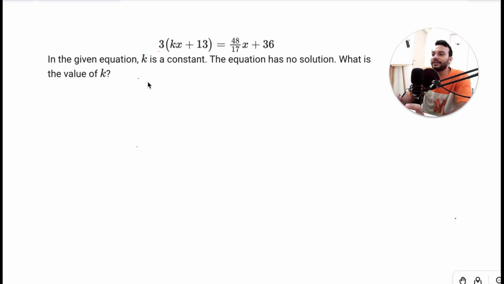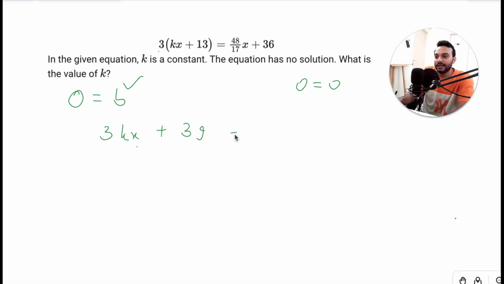Remember what we did in the medium difficulty videos. No solution exists when we get something like 0 is equal to b, some constant, and infinite solutions for 0 equal to 0. So we're doing this one. Let's open the bracket. 3kx plus 3 times 13 is 39, is equal to 48 over 17 x plus 36.